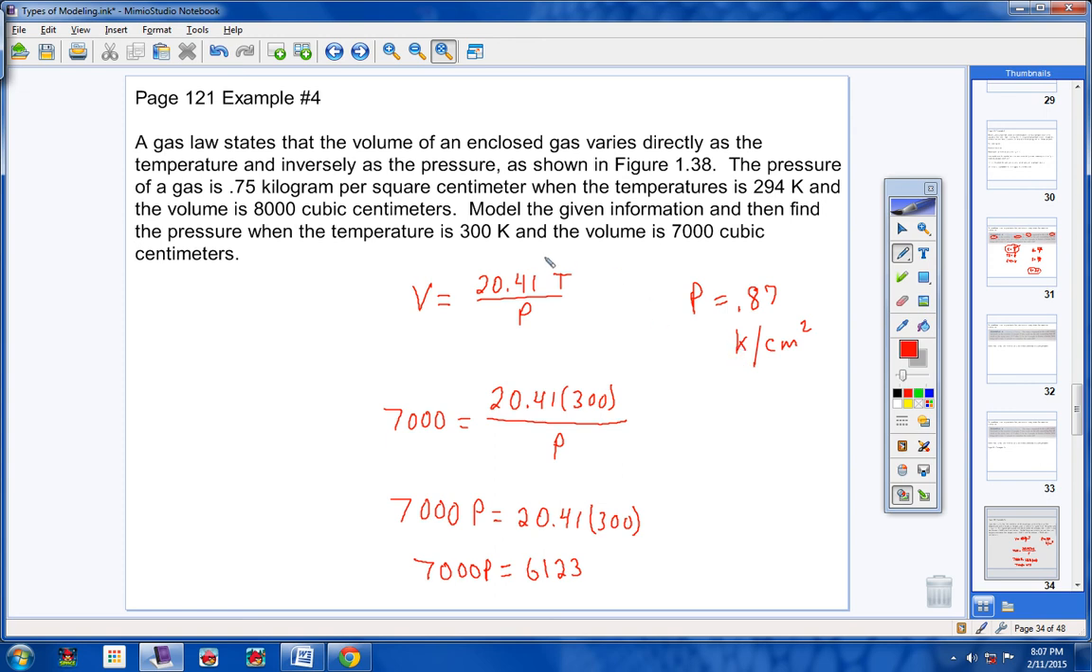Okay, guys. So we modeled it right here after we solved for k and put that number in for k. Then we substituted the correct values in for the correct variables and solved for P. So when the temperature is 300 and the volume is 7,000, the pressure would be 0.87 kilograms per square centimeter. Or cubic centimeters? No, square. Per square centimeter. Alright, guys, hope this is making sense. Let's continue on.